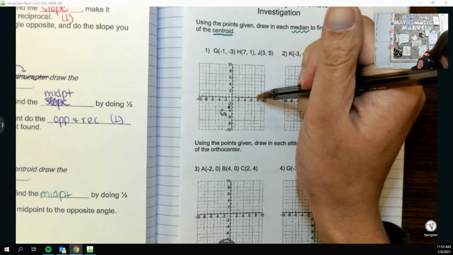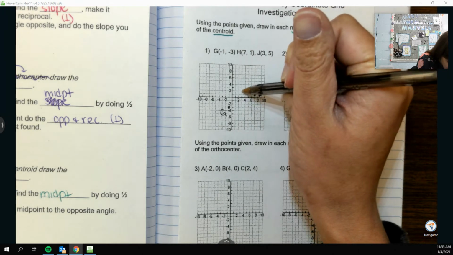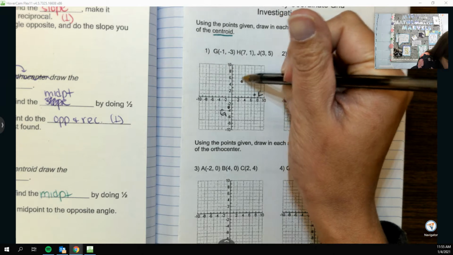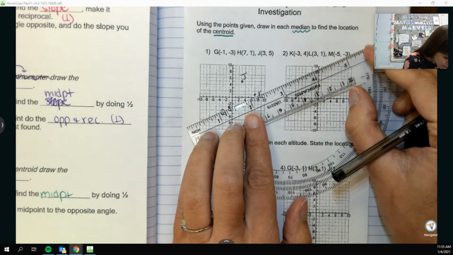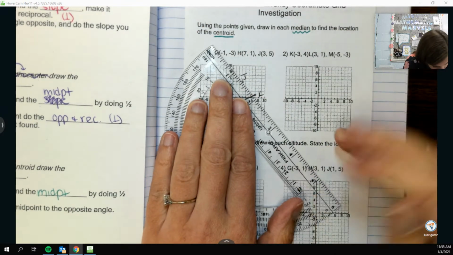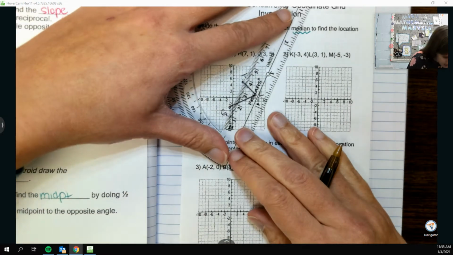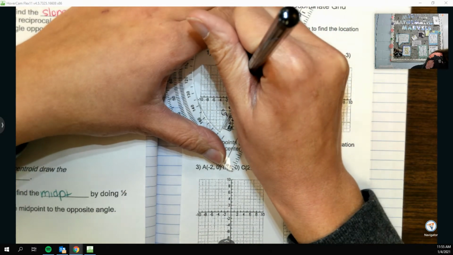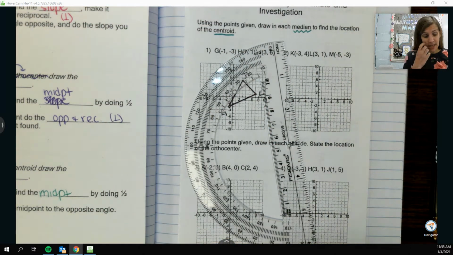And then we got 7, 1, and 3, 5. I really want a straight edge. There we go. Okay, so we get our triangle. And then we want to, like I said, draw at least 2 medians.